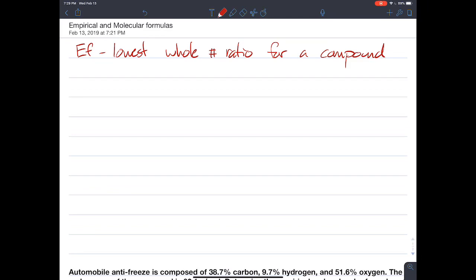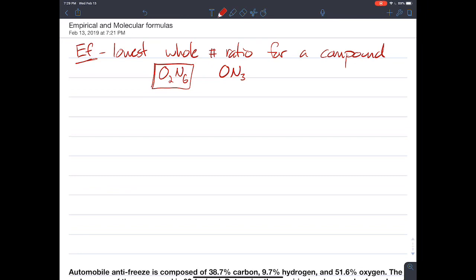So, for example, if you have something like, let's make something up here, O2N6. I don't think this would happen, but let's just roll with it. This is your molecular formula, which we'll talk about in a second. This could very well be the real compound you're looking at, but the empirical formula would be ON3. You simplified it. You divided each number by 2.